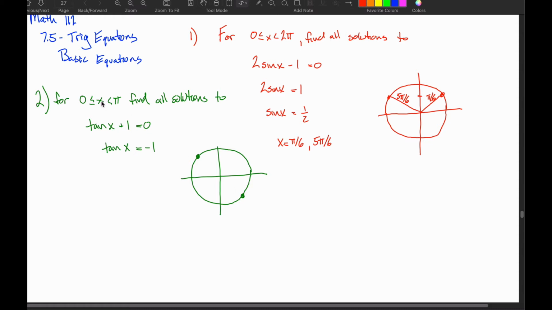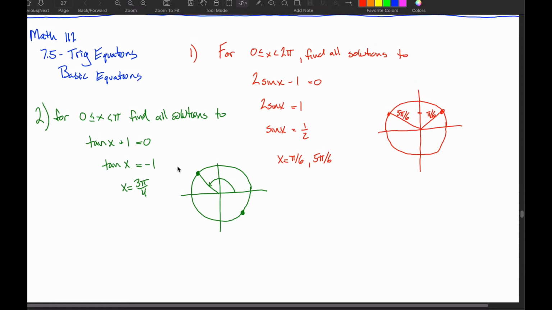But be careful. Here, my values of x were specified to only lie within 0 and pi. So the only solution in this range from 0 to pi is this one at 3 pi over 4. It's true that the tangent of 7 pi over 4 plus 1 also equals 0, but since 7 pi over 4 is not within this restricted range, it would not be a solution in this case.